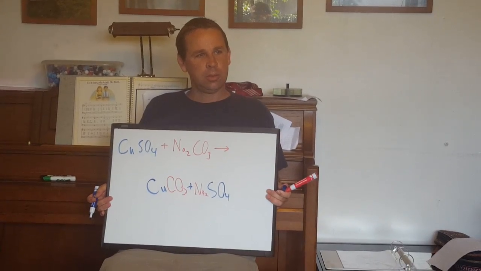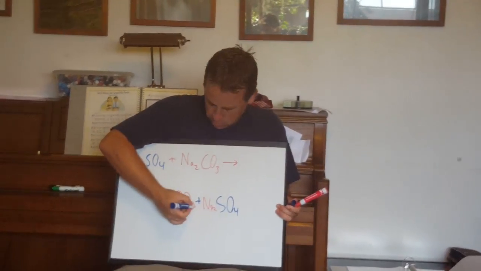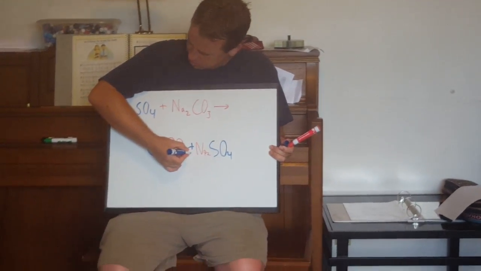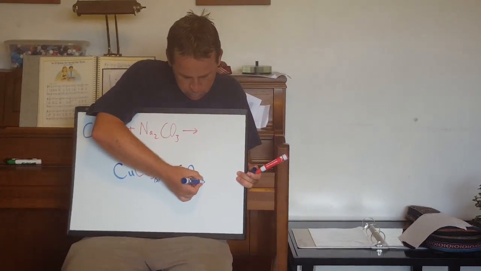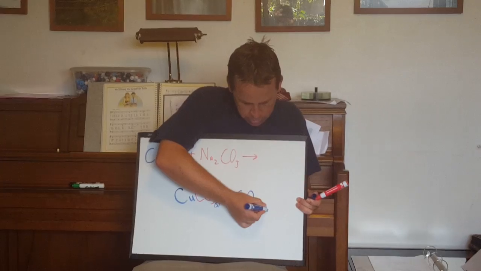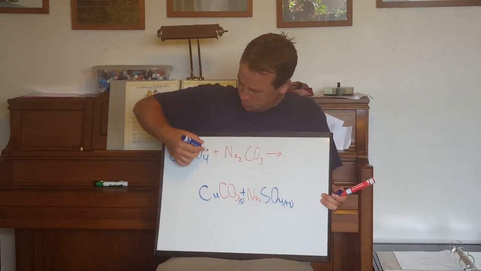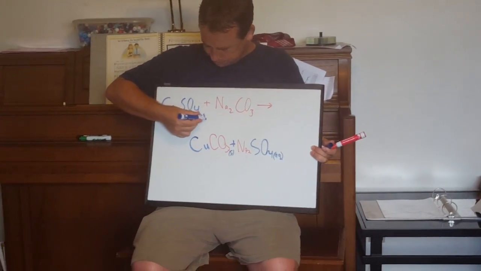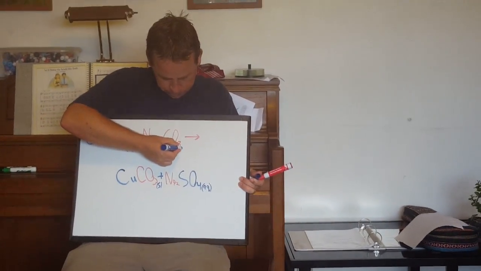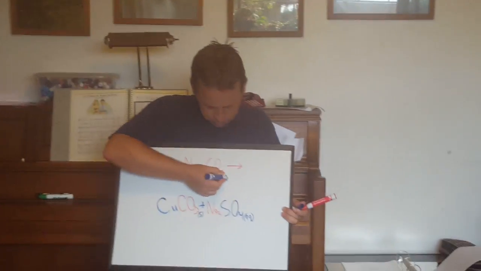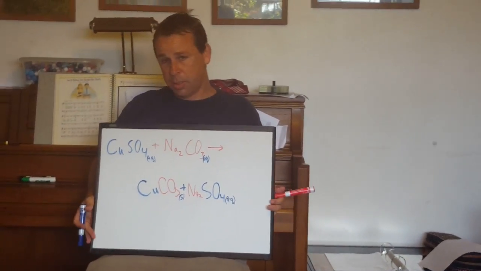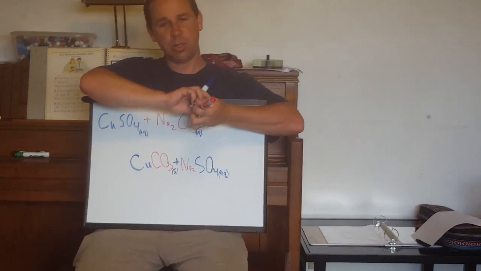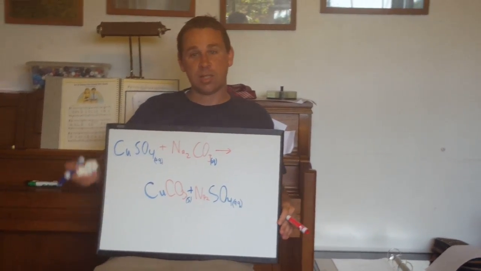Now, do you remember what happened with this one, copper carbonate? It didn't dissolve. It wasn't soluble. So we put a little S there. These ones were aqueous. They dissolved in water. All of these were aqueous initially, right? Wait. Don't they always want to be aqueous? Well, that depends on solubility. Remember, we sang a whole song about solubility already, right? Yes. And we said that some things are soluble.